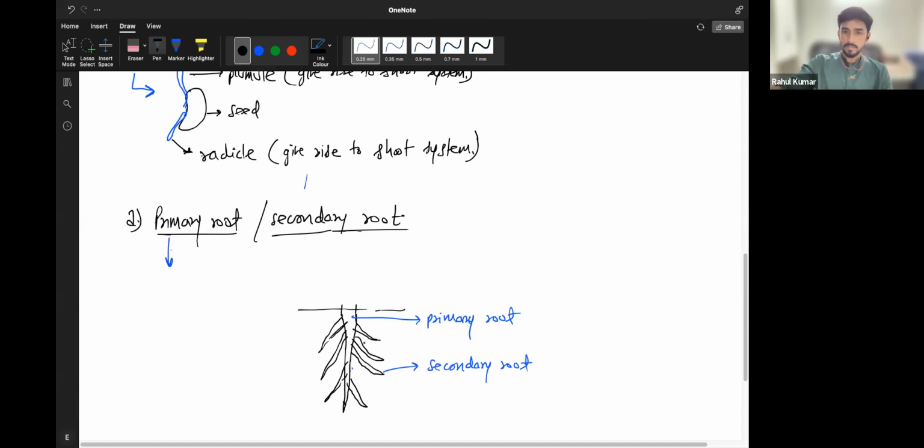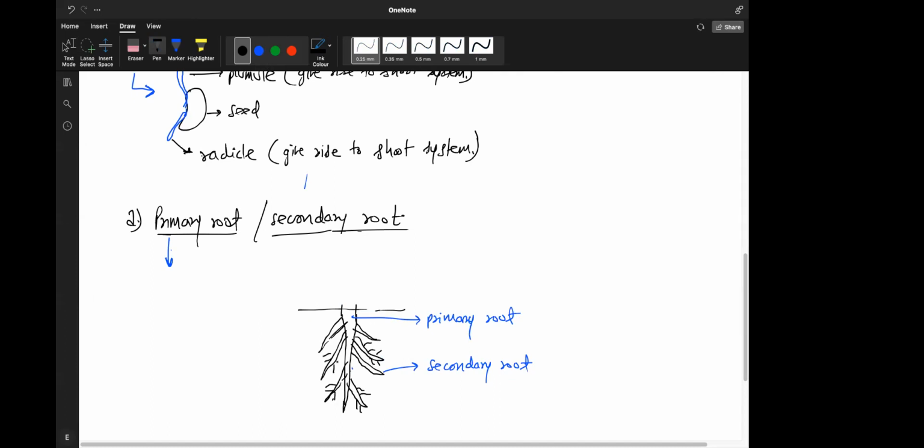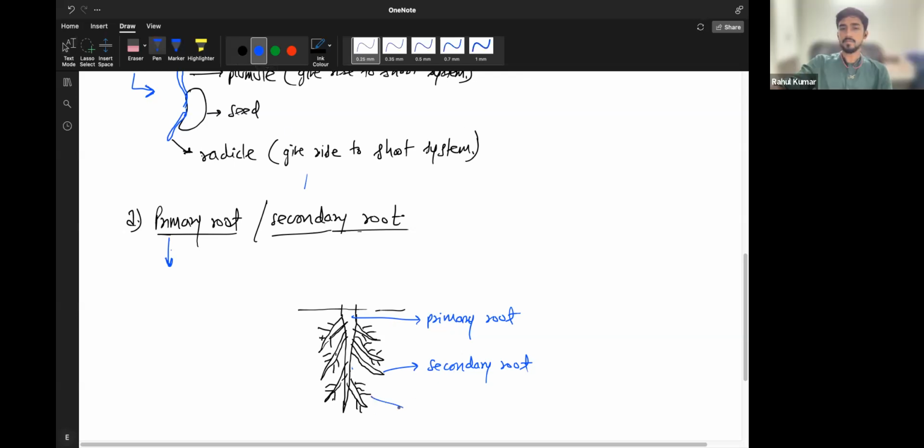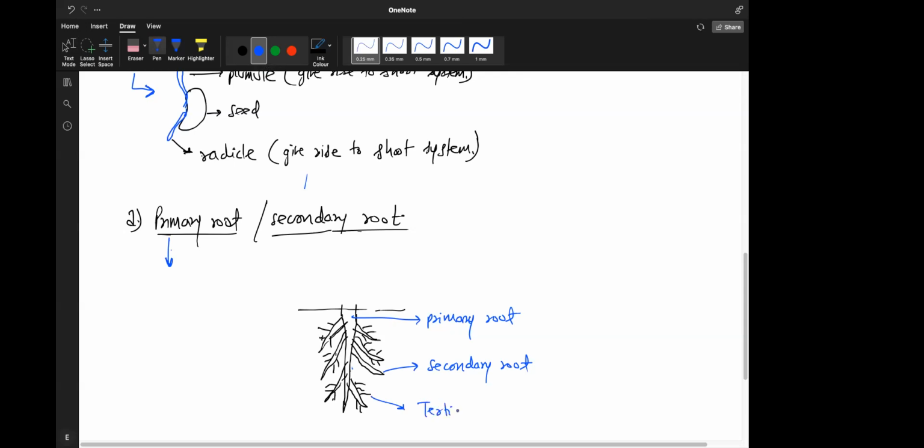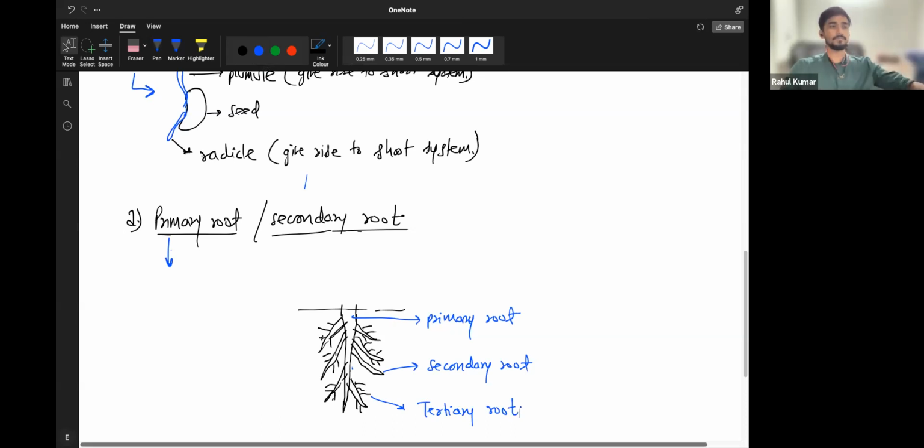And sometimes these secondary roots also have these hair-like structures, very thin roots. What will they be called? Primary, secondary, so they will be called tertiary roots. Is it clear?